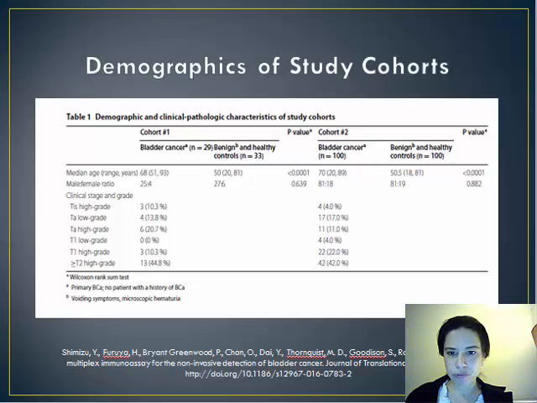So in this paper, the goal was to find two cohorts. The first one, cohort 1, was to basically see, can we do a multiplex assay? Is it as good as doing an assay with each individual target alone? Cohort 1 in this table just shows that you have a variety of different stages of cancer in your sample set represented for both cohorts.